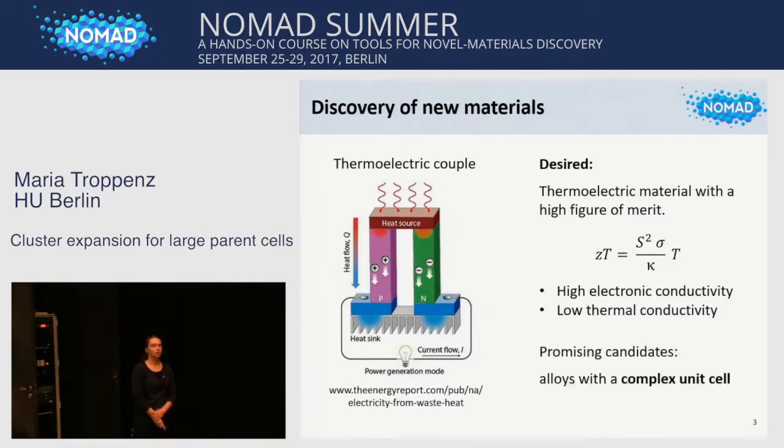Promising candidates for such a material are alloys with a complex unit cell. Complex in such a way that the phonons have a tortuous path through the crystal and the thermal conductivity is reduced. And also, a complex unit cell can lead to a complex band structure, which then may have multi-valleys in the conduction band, and this increases the electrical conductivity.